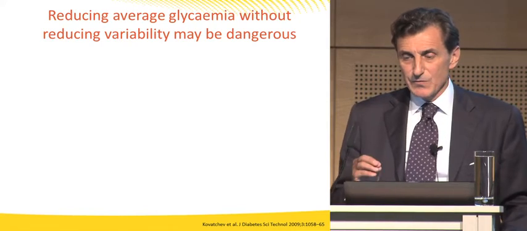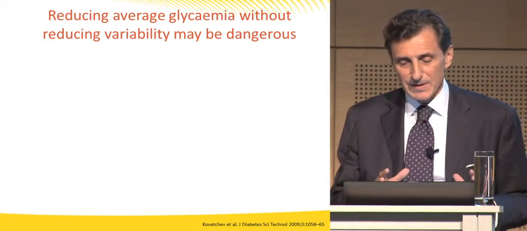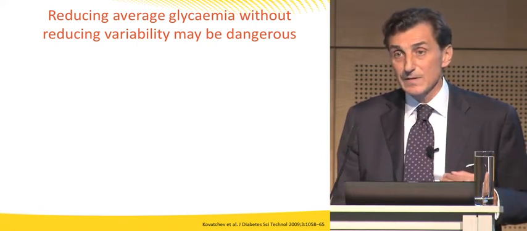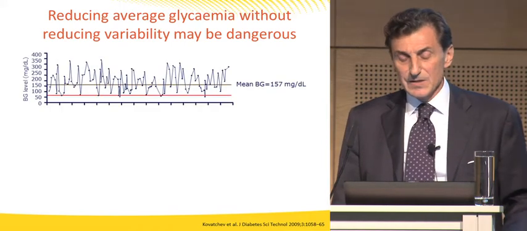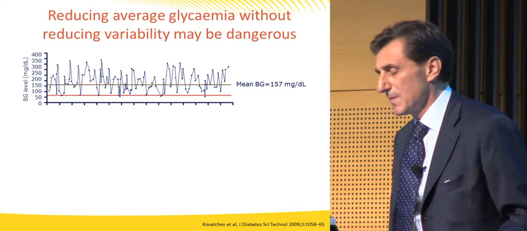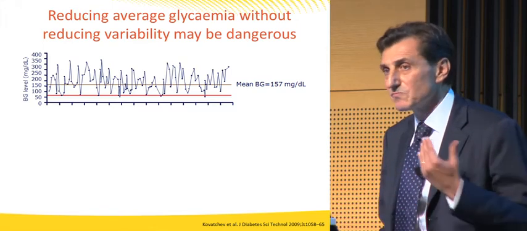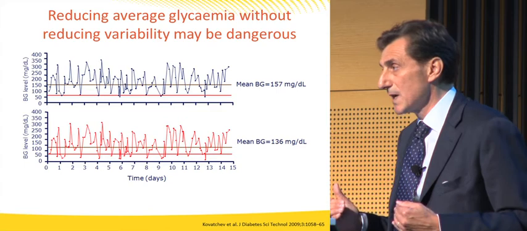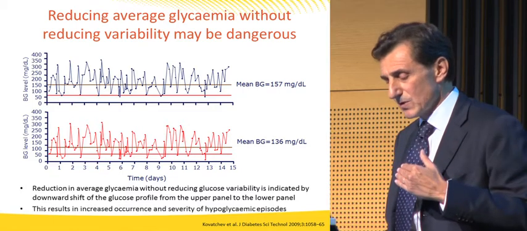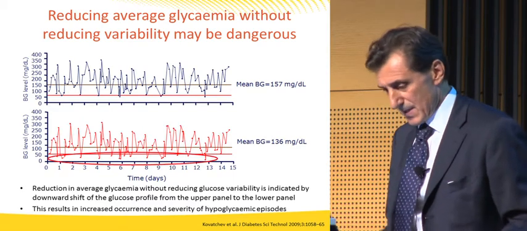We know that we have to face not only high mean blood glucose in type 1 diabetes, but also glucose variability, because reducing average glycemia without reducing variability can be very dangerous. This is a profile of a type 1 diabetic patient with a good mean blood glucose, 157 milligrams per deciliter. If we make a simulation and try, with a treatment, to reduce mean blood glucose, leaving the same profile, what can we see? We can see that there is a reduction of all values, and we expose the patient to hypoglycemic episodes, as you can see in the lower panel.